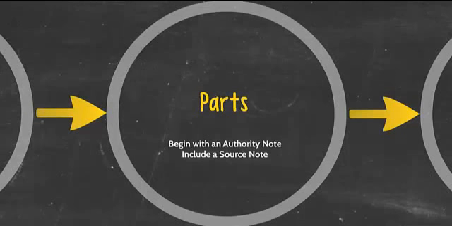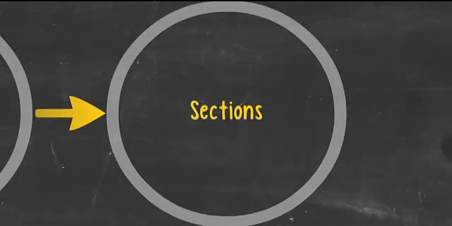Chapters are divided into parts. Each part will begin with an authority note, and this is the legislation that authorizes this agency or department to make this regulation. Somewhere in the part, either right after the authority note or at the end, will be a source note. The source note will give you the Federal Register citation where this rule was last published. And this is important to notice because the Federal Register, as we remember from the last video, has unique information that won't be found in the CFR. And finally, parts are divided into sections.